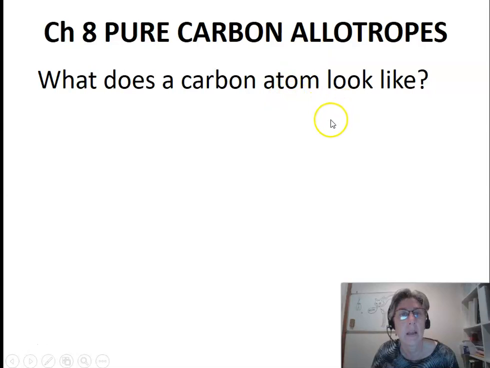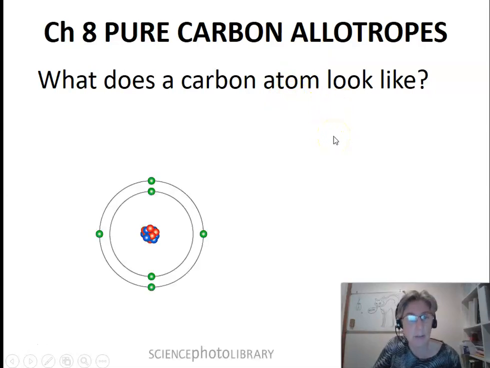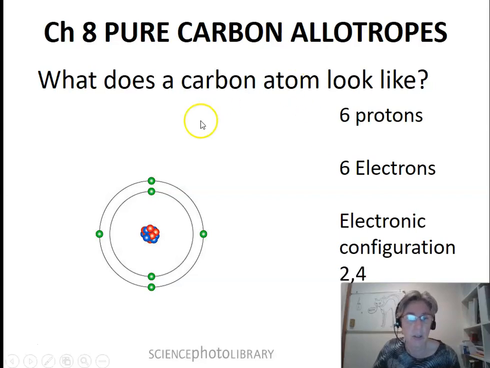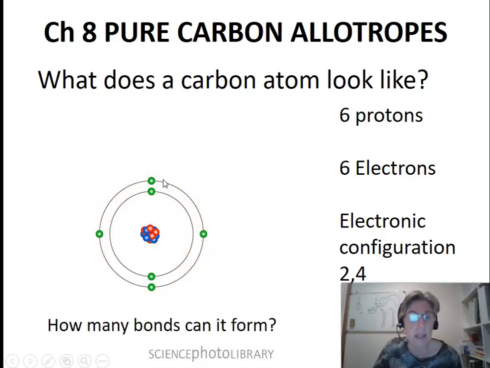So, what does a carbon atom look like? Remember, carbon has 6 protons, 6 electrons, 2 electrons in the first shell and 4 in the second shell. So it needs 4 more electrons, so it will make 4 different bonds. Our carbon atom always has to have 4 lines coming out of it.